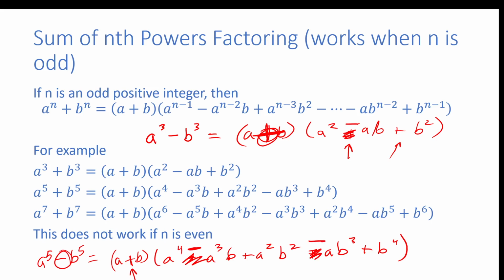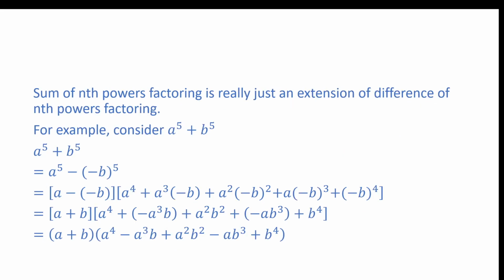If you expand out a plus b times the second factor of a to the 4 minus a cubed b plus a squared b squared minus ab cubed plus b to the 4, you will actually get, after simplifying it, a to the 5 plus b to the 5. It's something that always works. But the sum of nth powers factoring only works when n is odd. Difference of nth powers factoring works for any positive integer. Okay? So the rationale why it works that way can also be shown below. You can screenshot that if you want.